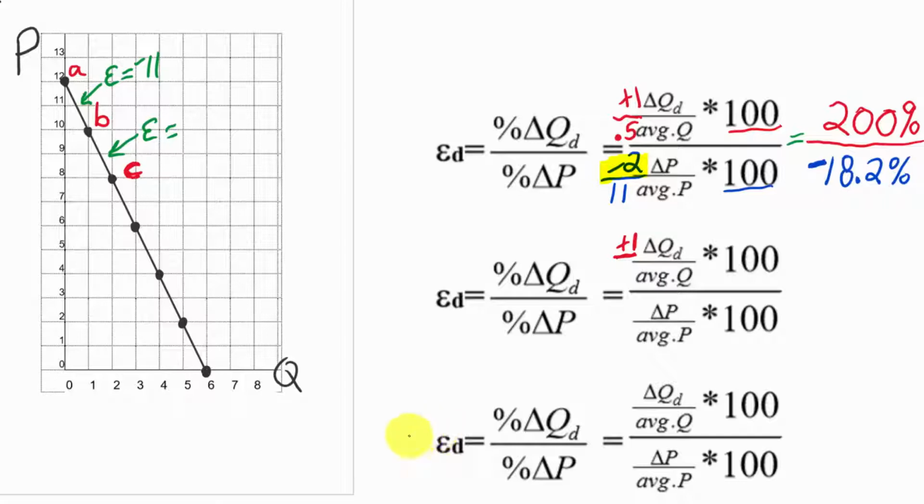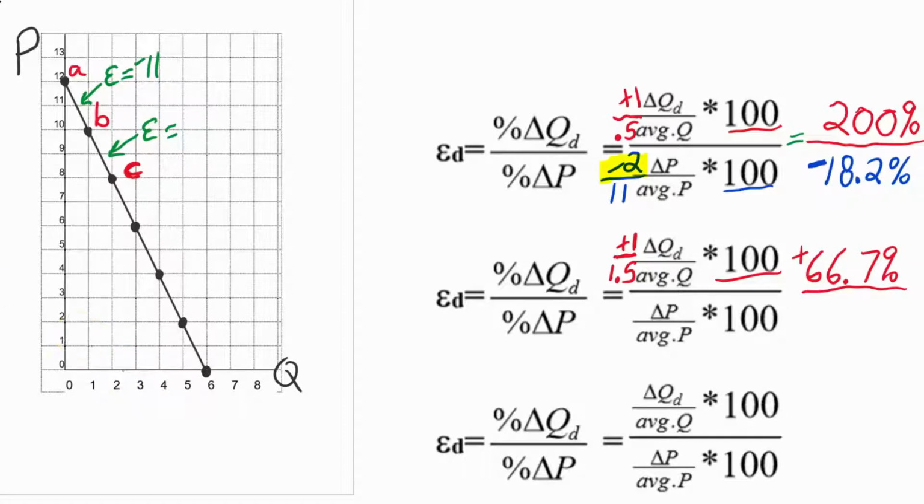What's the average quantity between 1 and 2? 1 plus 2 is 3. 3 divided by 2 is 1.5. All right, so 1.5. Multiply that times 100. And we're going to get a 66.66666% change, or we could round that off as maybe 66.7%. And that's positive because the quantity is increasing. So it's an increase of 66.7%.